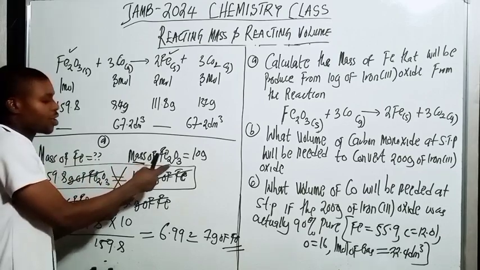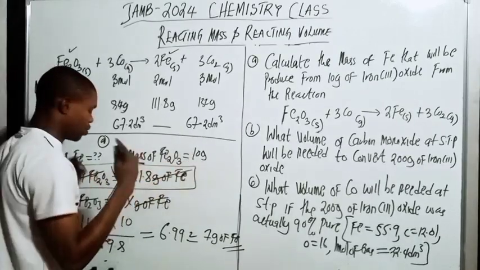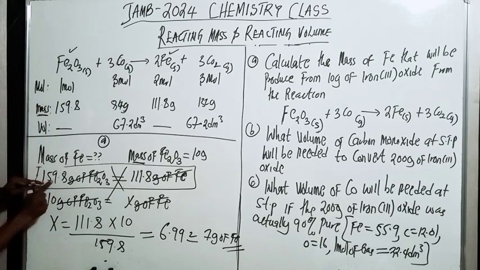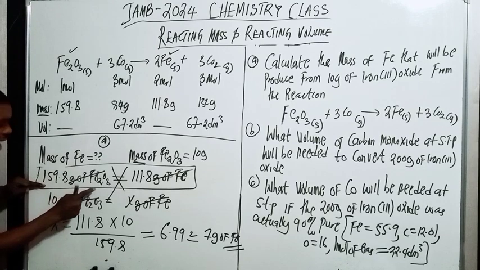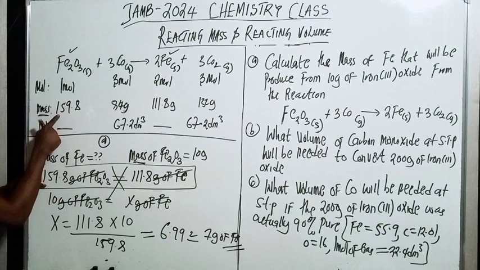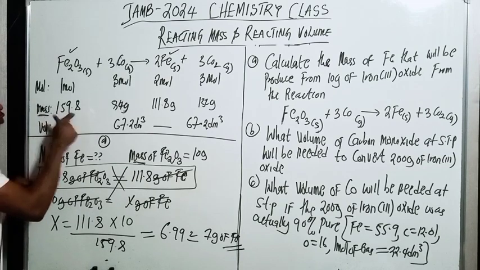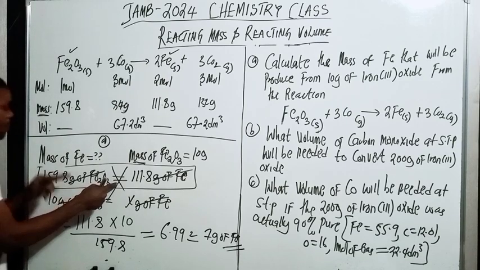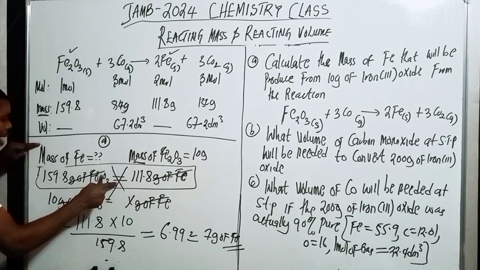When the mass of iron(III) oxide was given to me to be 10, do you see that? So what will happen here? From the balanced mass, the reason why we pick the mass of iron(III) oxide is because we are talking about mass. So I'm picking the mass of iron(III) oxide, which is 159.8. So 159.8 gram of iron(III) oxide is equal to the mass of iron which I'm looking for.